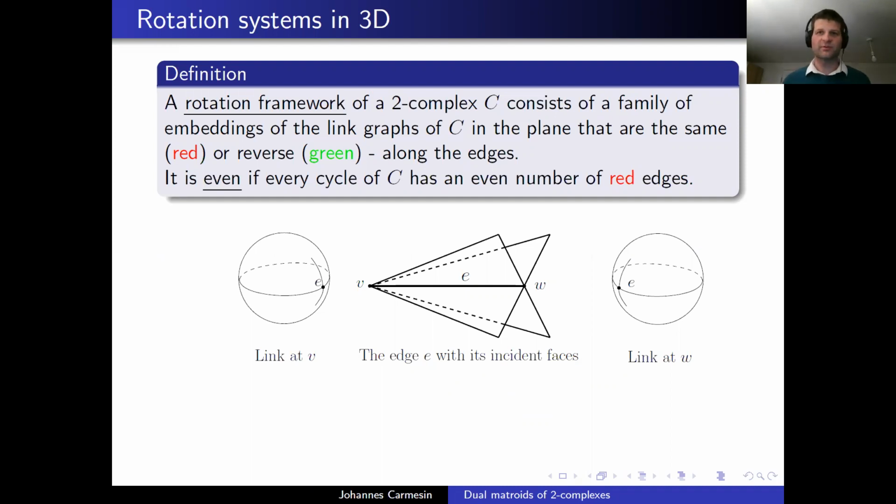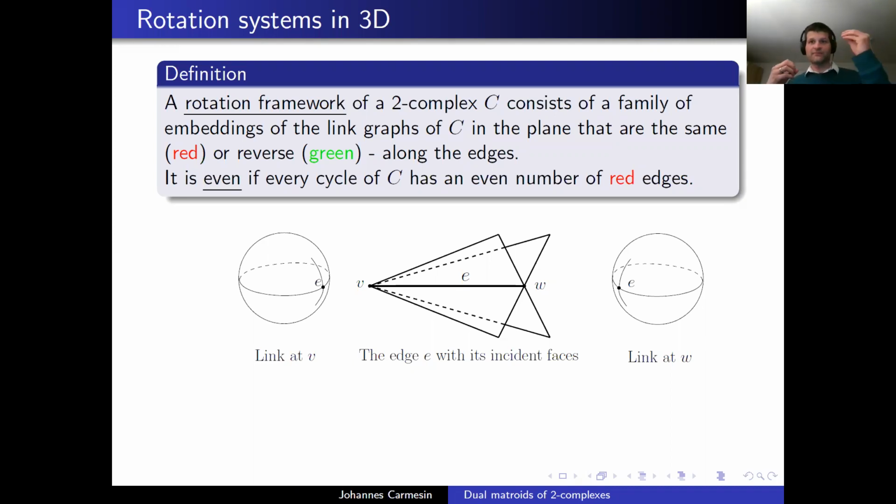So what's the rotation framework? That's the following. You have a 2 complex, and at each vertex you have these link graphs, and they of course have to be planar, right? Because if you were embedded in 3 space, this would induce plane embeddings of all of these link graphs, and they have to be compatible in the following sense.